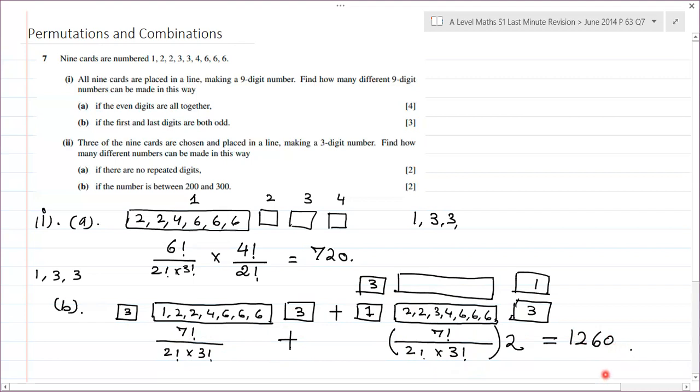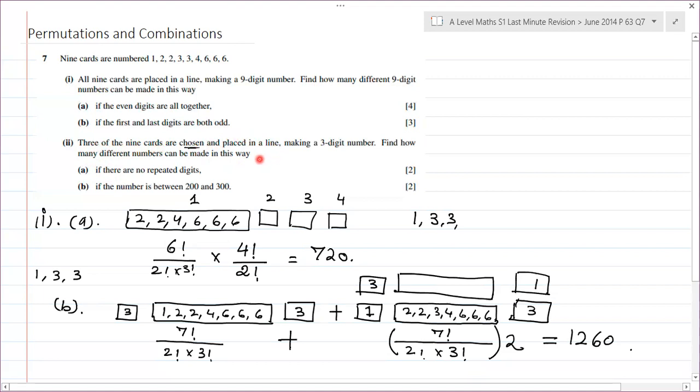Now part 2. There, three of the 9 cards are chosen and placed in a line. Now, this is really important. Whenever we see a word chosen, we say that this is combination, but this is not the case over here because they are saying three of the 9 cards are chosen and placed in a line.